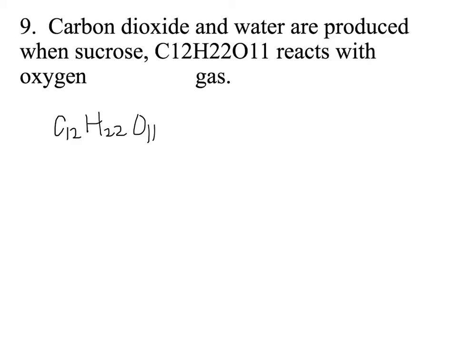So we have C12H22O11. So there's our sucrose. Reacts with oxygen. Once again, oxygen is diatomic. And then the products are CO2 and H2O. Okay, so there is the formula equation. Go ahead and pause the video and take a few moments here, do your atom inventory, and balance that formula.